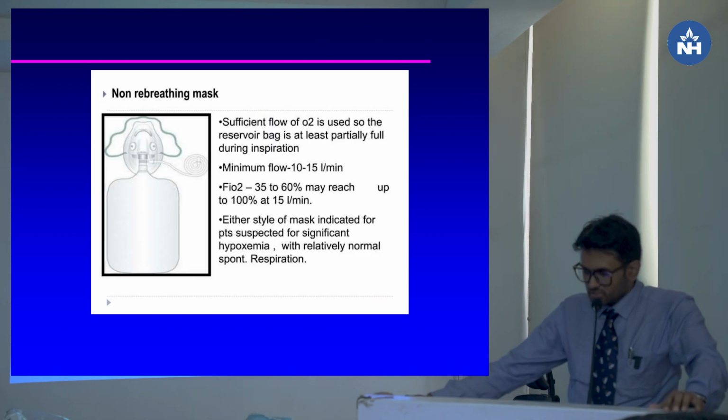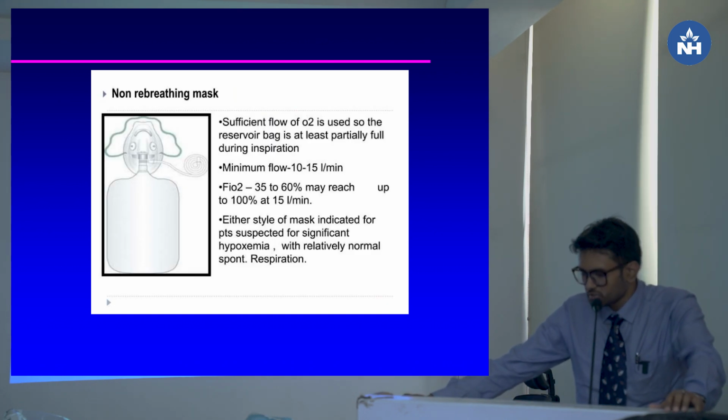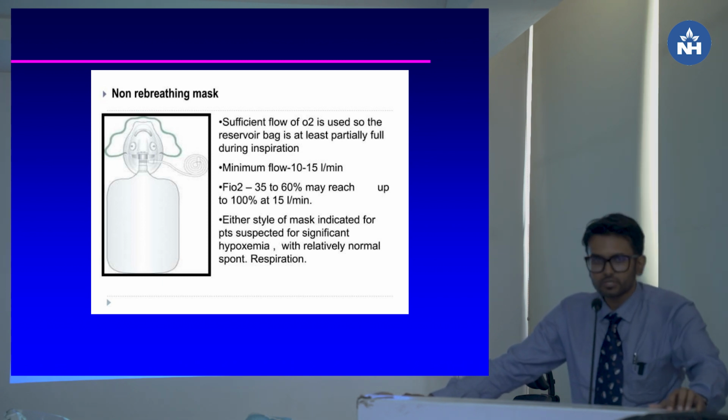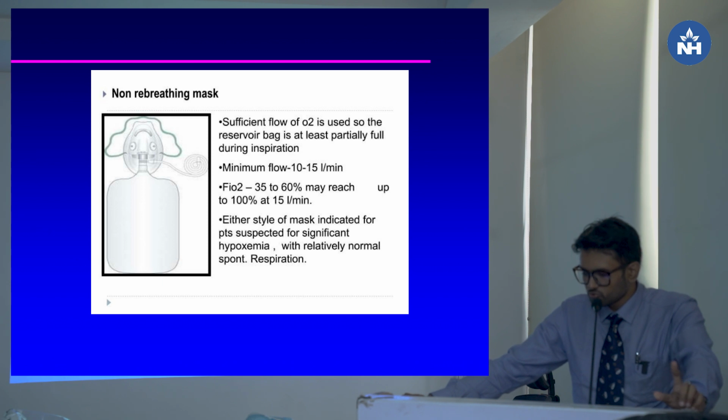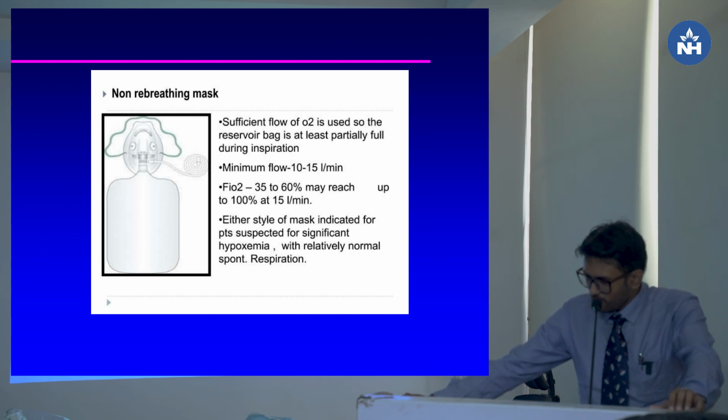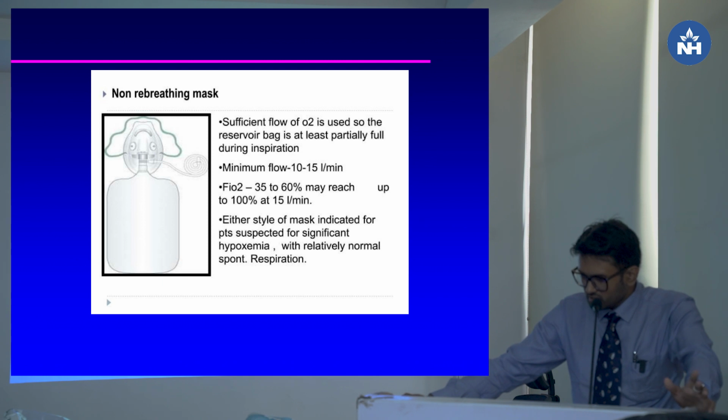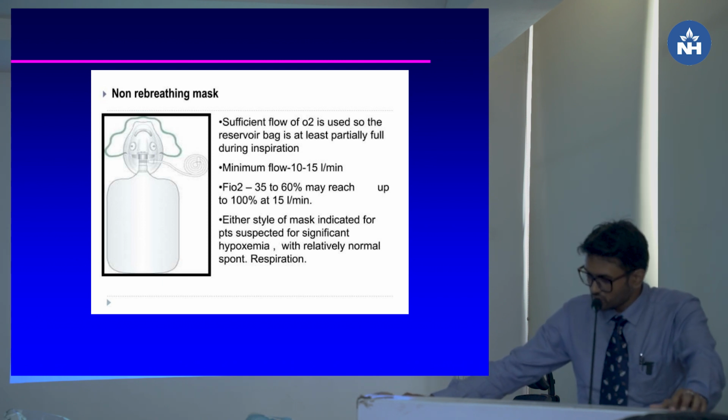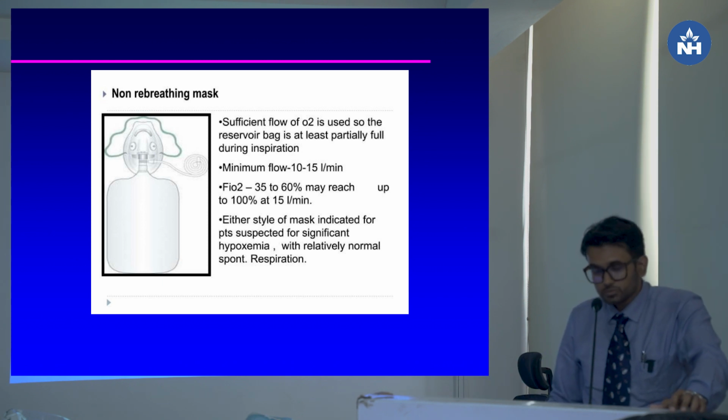Now the non-rebreathing mask. Sufficient oxygen flow is used so that the reservoir bag is at least partially full during inspiration. The minimum flow should be 10 to 15 liters per minute, and target FiO2 is up to 100% with 50 liters of oxygen. Either style of mask, partial rebreathing or non-rebreathing, can be used for persistent hypoxemia with relatively normal spontaneous respiration.